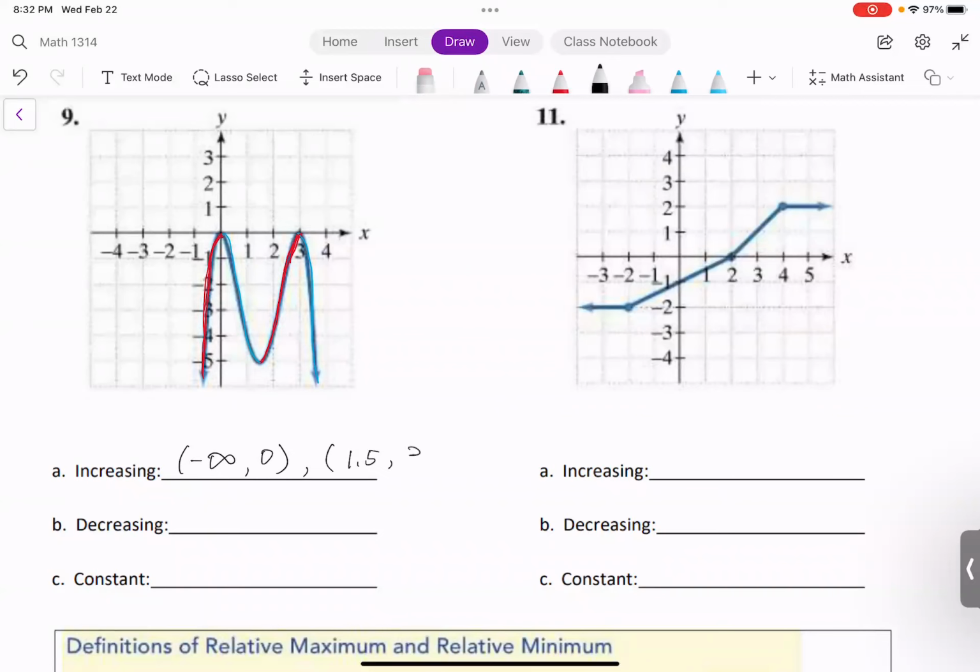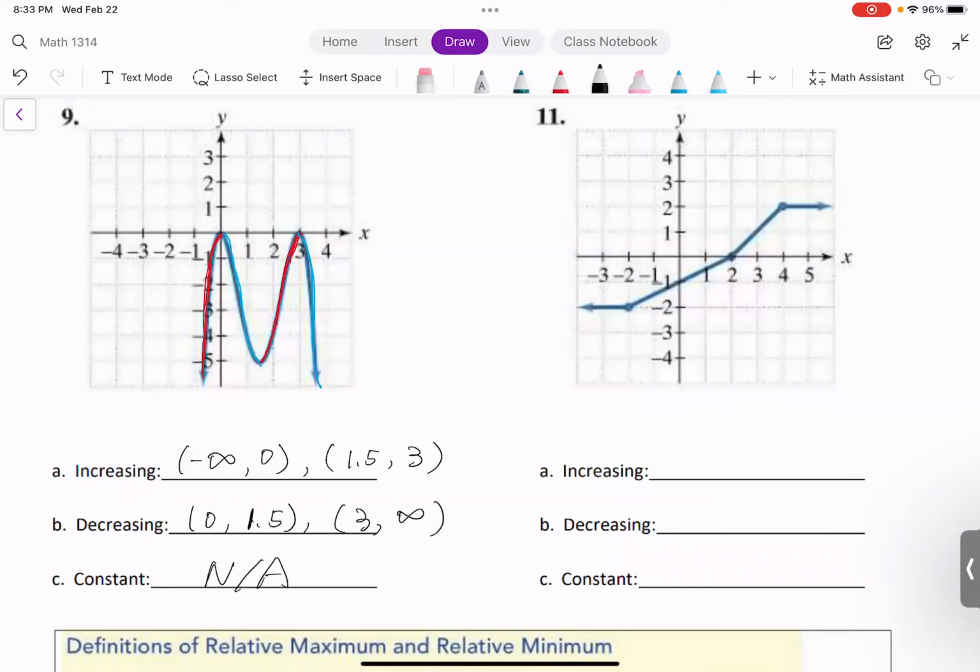How about decreasing? Decreasing is the blue curve here. So the decreasing is from 0 to 1.5. And the second interval is 3 to infinity. Is there any constant? No, there's no constant.